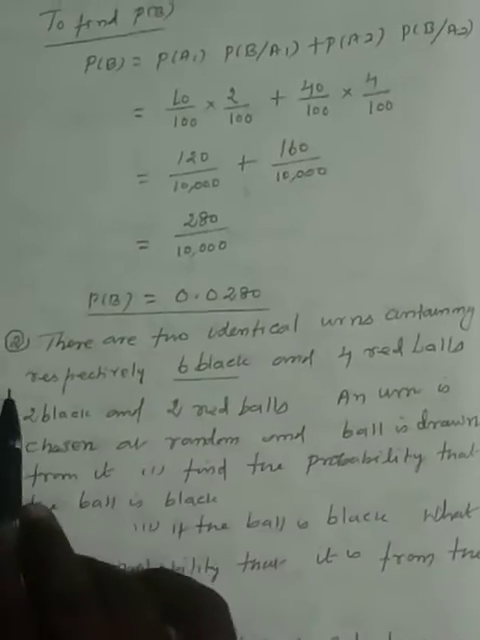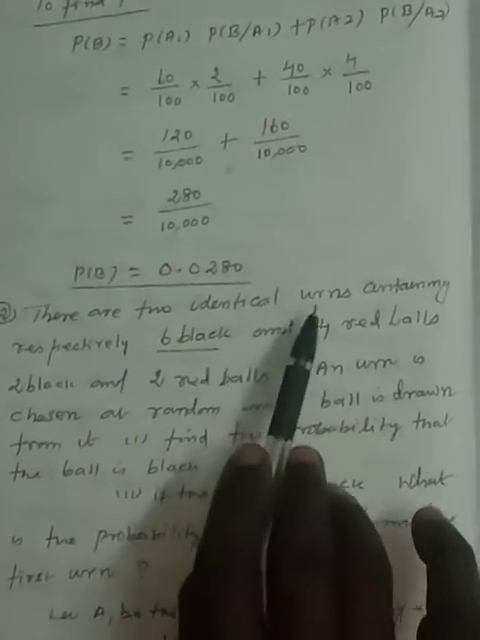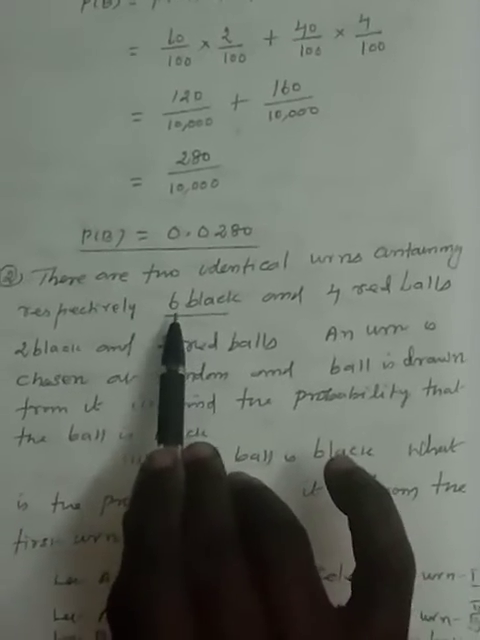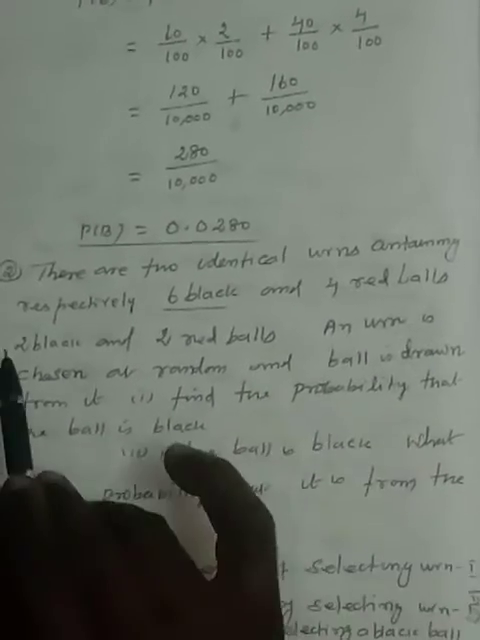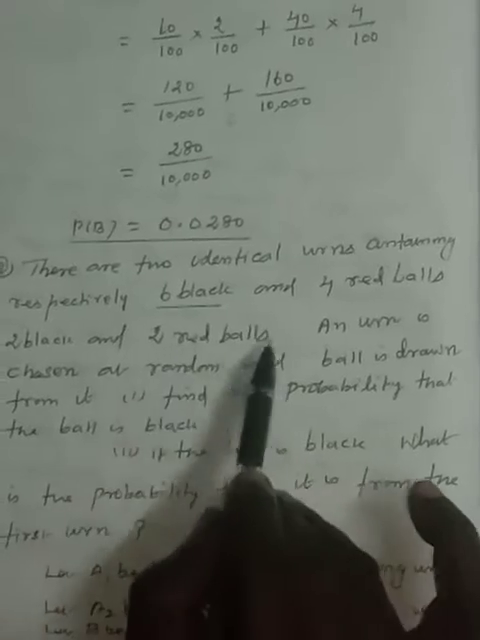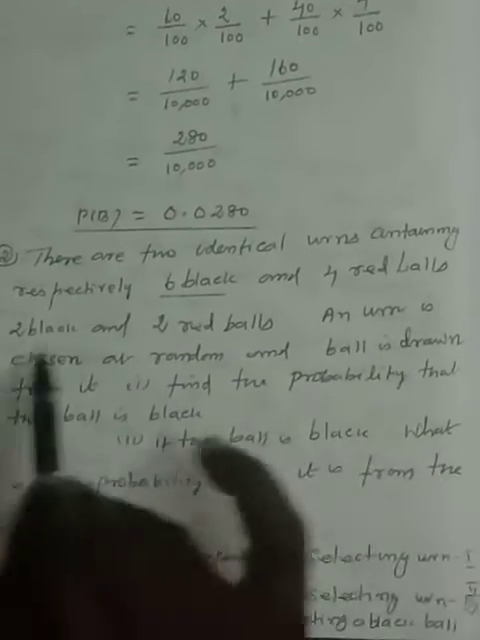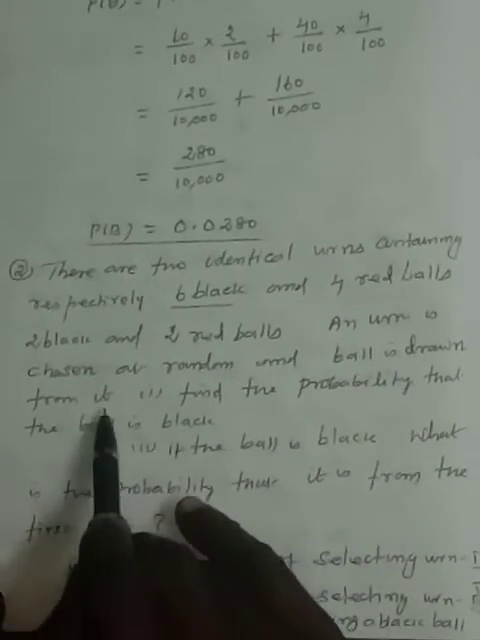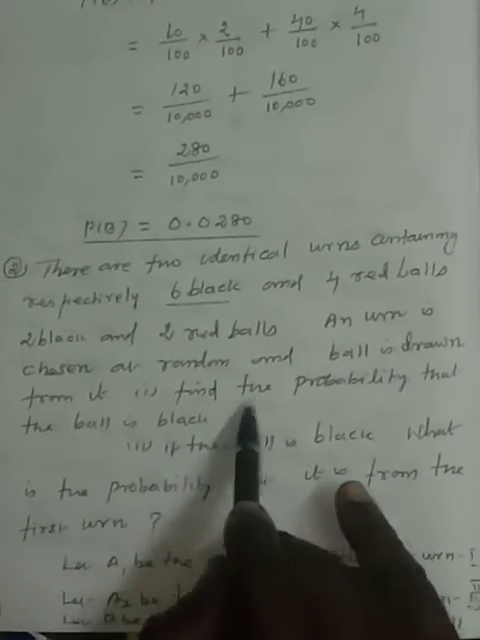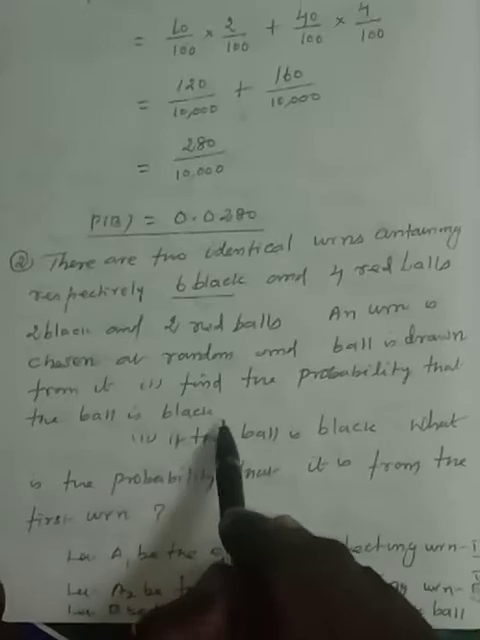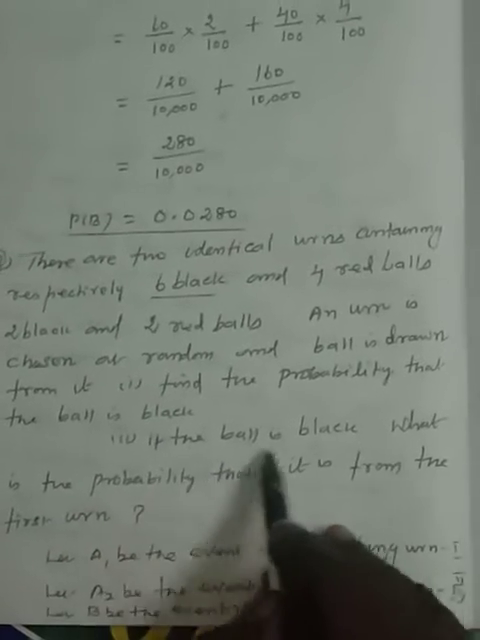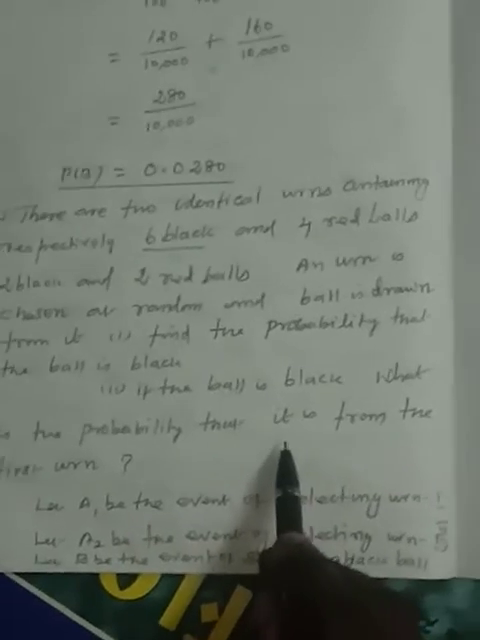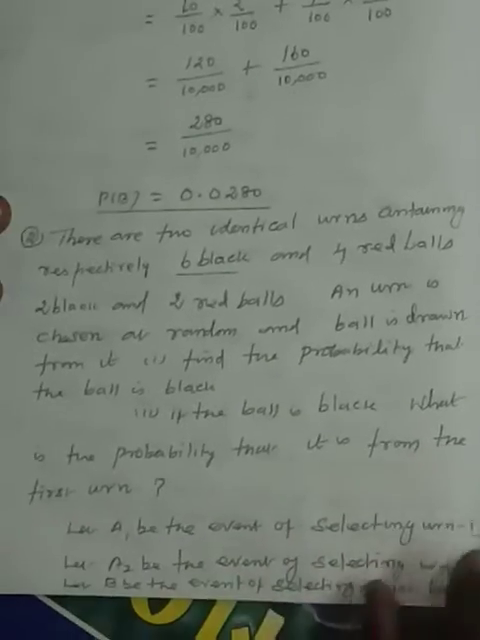Now, the total probability P of B is 0.0280. Sum number 2. There are two identical urns containing respectively 6 black and 4 red balls, and 2 black and 2 red balls. An urn is chosen at random and a ball is drawn from it. Number 1. Find the probability that the ball is black. Number 2. If the ball is black, what is the probability that it is from the first urn?